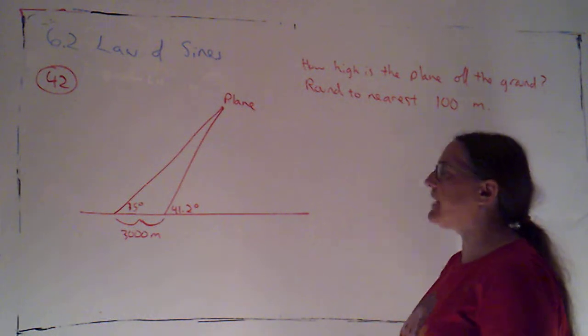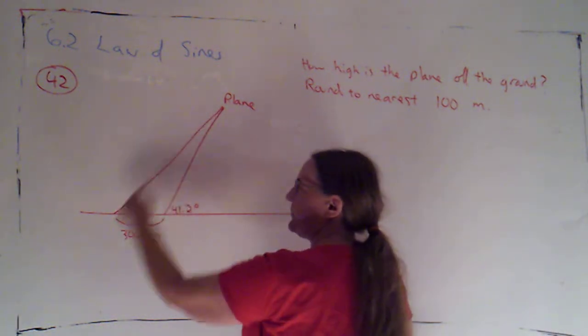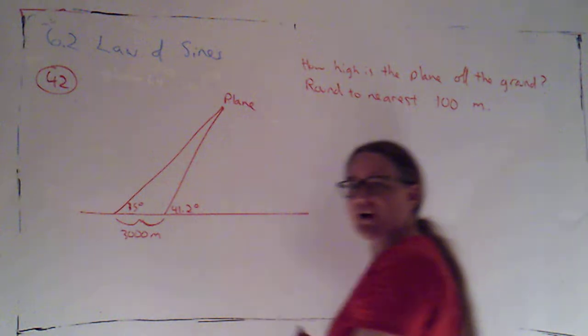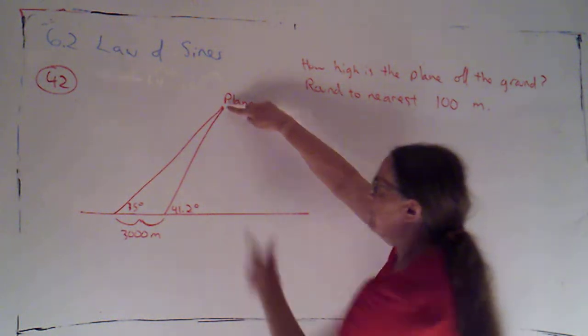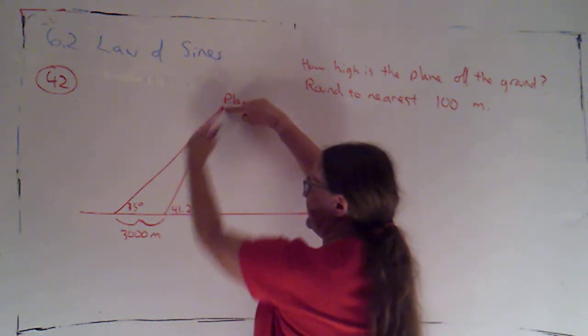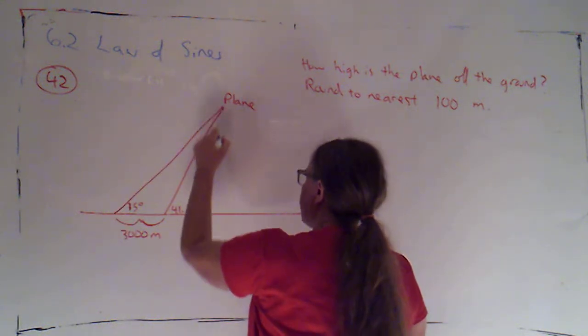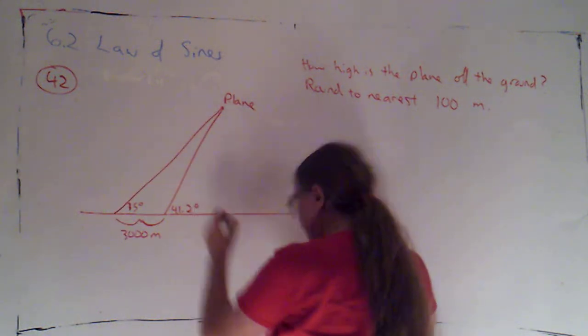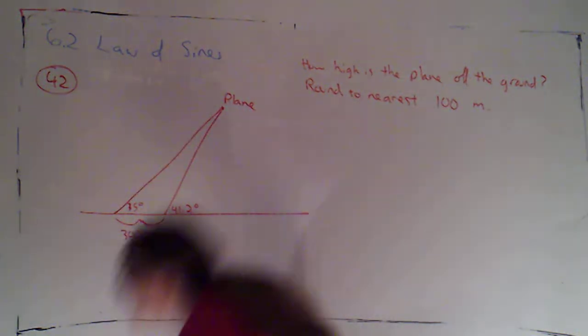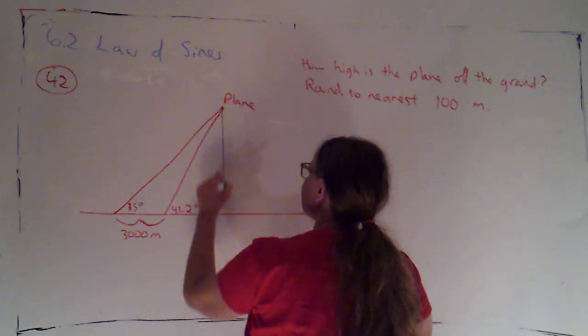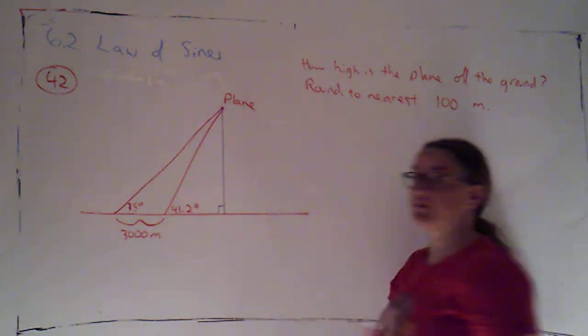Now what I think is interesting about this is that the height of the plane off the ground is not in this triangle that I've drawn right here. Because if I'm trying to measure the height of the plane from the ground, I don't want the distance to this observer or the distance to that observer. I want the perpendicular distance to the ground.